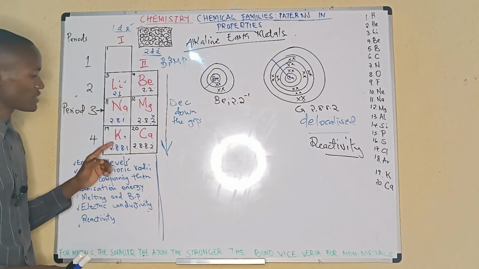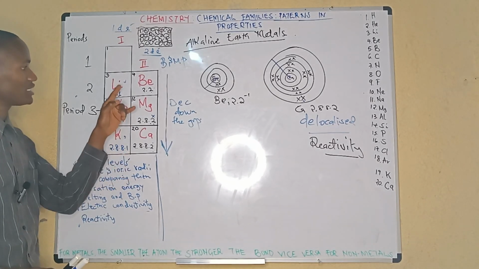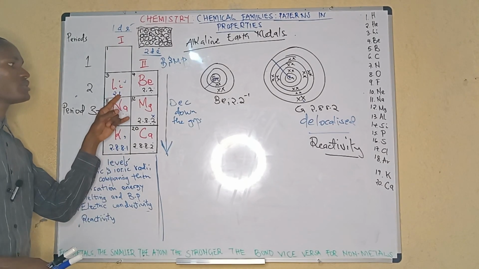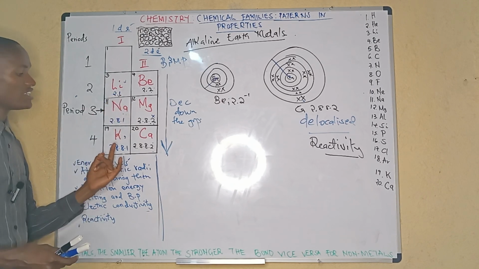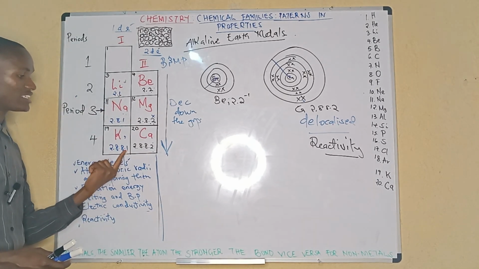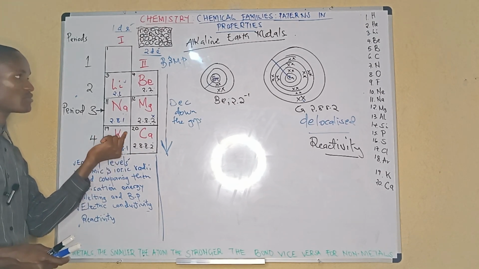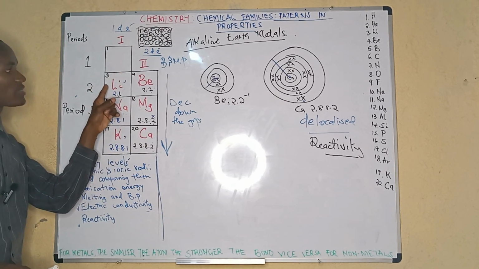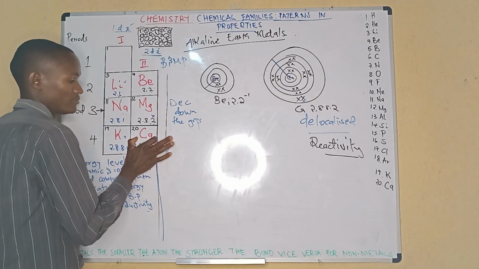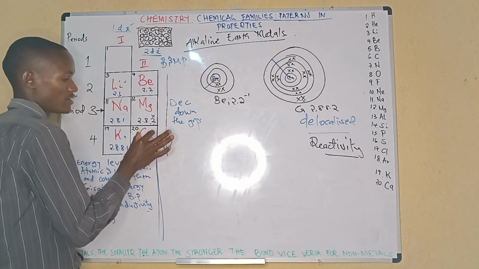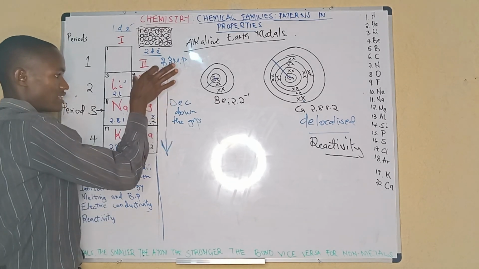And that is what we said here. This one is very big as compared to lithium. This one is firmly held, you don't lose it easily. This one is not firmly held, it can be lost easily. Potassium is more reactive than lithium. And in this case, calcium is more reactive than the rest.